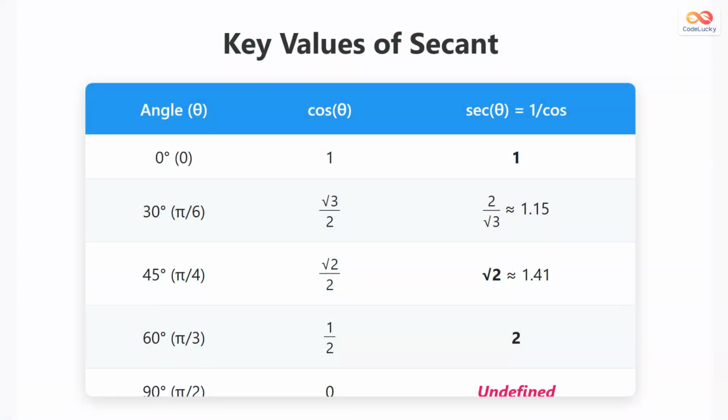Here is a table of common values you should know. At 0 degrees, cosine is 1, so secant is also 1. At 60 degrees, or pi over 3, cosine is 1/2, so secant is the reciprocal, which is 2. At 45 degrees, it is the square root of 2. And at 90 degrees, because cosine is 0, the secant function is undefined.